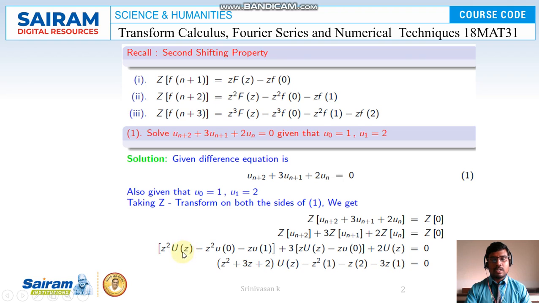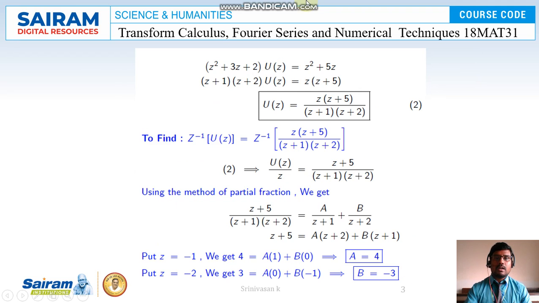Now I collect all the capital U of z terms. So capital U of z into z square plus 3z plus 2, minus the remaining terms: z square into u of 0, where u of 0 is 1 and u of 1 is 2. Substituting, we get z square into 1 minus z into 2 minus 3z into 1 equal to 0. Taking the remaining terms to the other side, we get z square plus 3z plus 2 into U of z equal to z square plus 5z. Taking z outside, we get z into z plus 5.